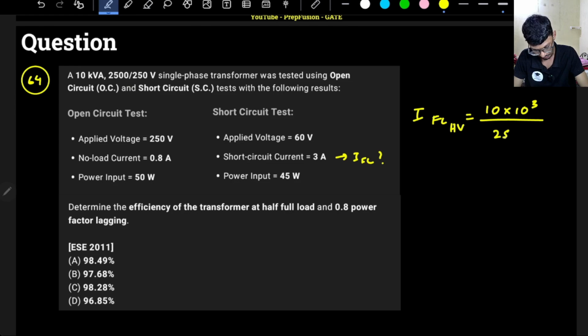Voltage is 2500. So if I observe that 2 zeros are going here, this is actually 4 amperes. So we are not actually applying the rated current. We are not applying the rated current. So there is a problem.